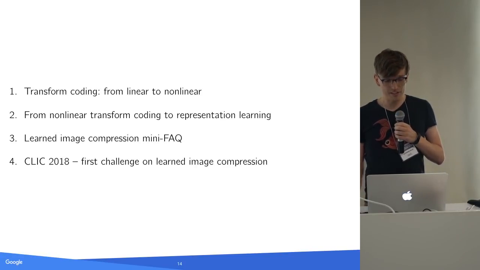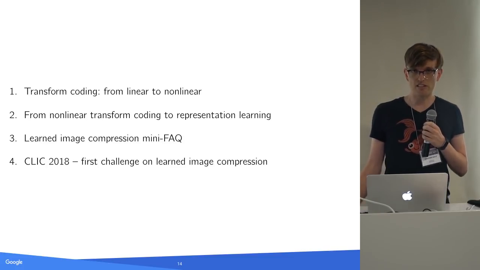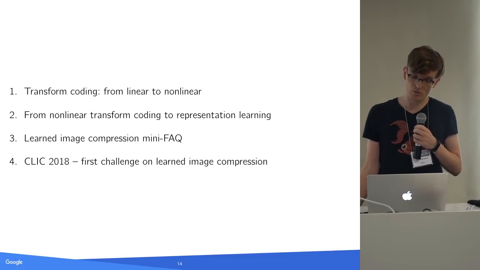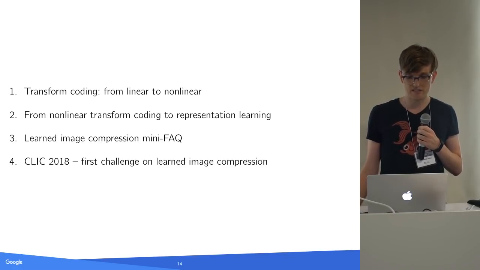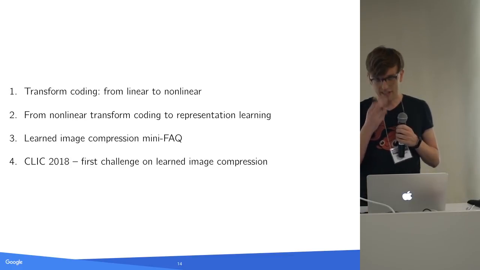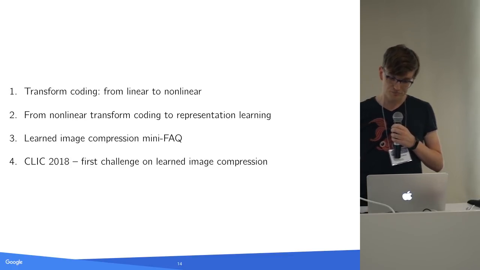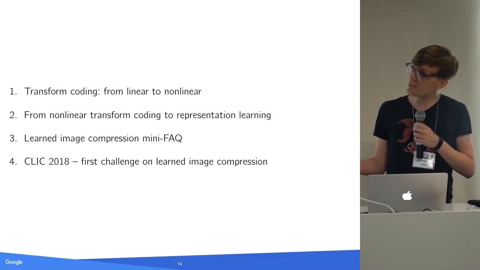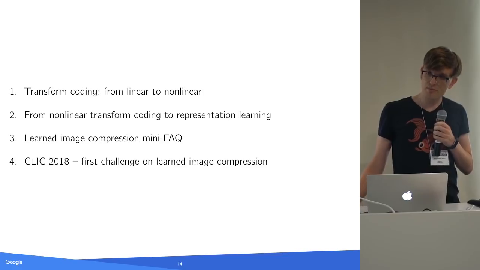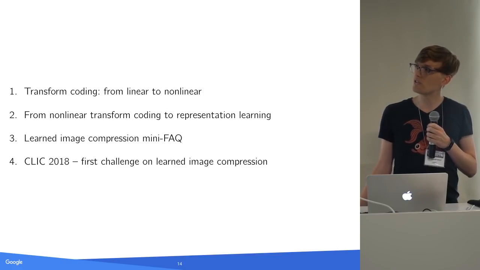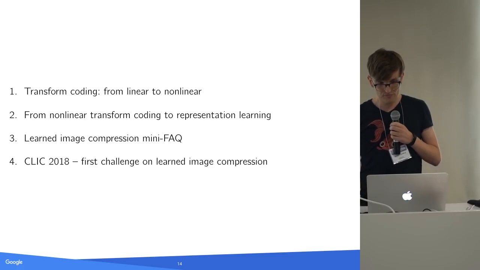So the field of learned compression is already too big to be covered in detail in less than an hour. So what I'm going to do is present you with an introduction into the kinds of models that I'm most familiar with, and I'm going to make some connections with other existing work. I'm going to start with something fairly simple, transform coding, and I'm going to explain how we can actually use neural networks to extend it from linear to nonlinear transforms.